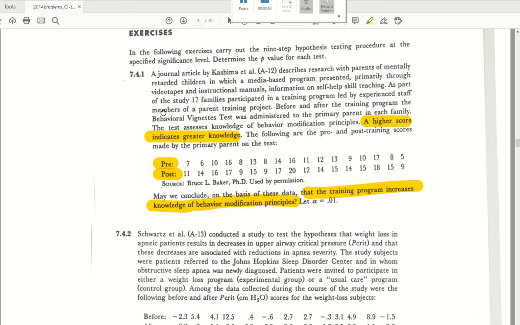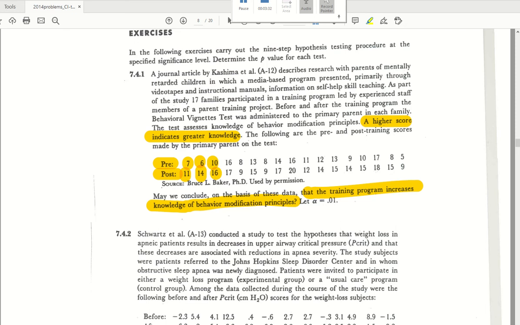in that. Okay, so the first family, the value pre was 7 and it increased to 11, so you can see that there was an increase. The second family, it was 6 and it increased to 14. The third family, it was 10 and it increased to 16, and so on and so forth for the 17 families. So how do we analyze this data? How do we interpret, how do we work with this data?